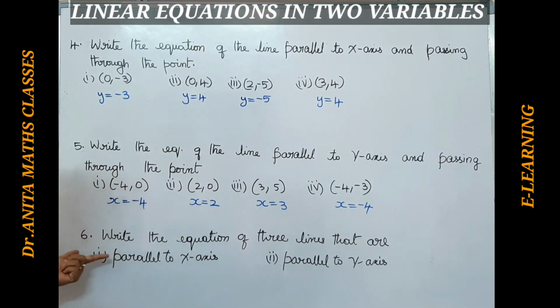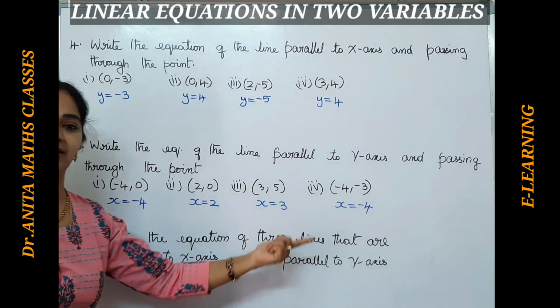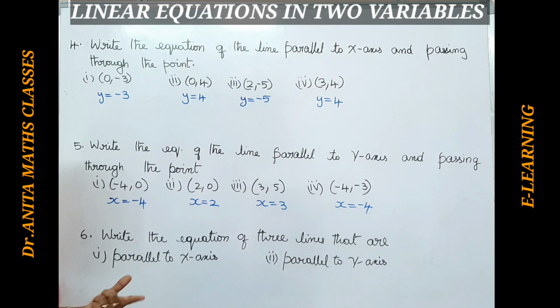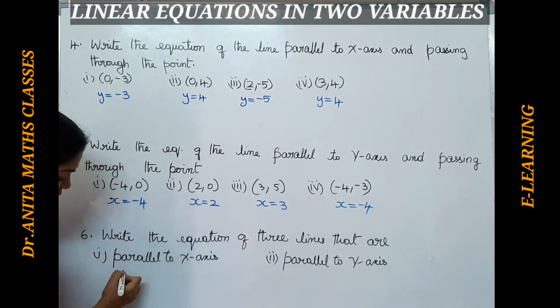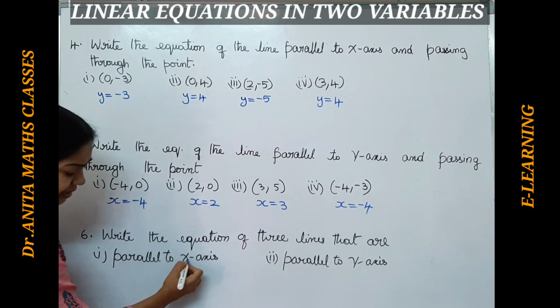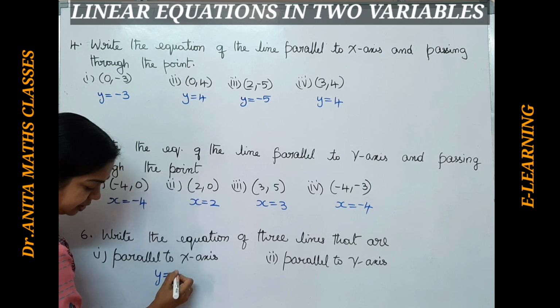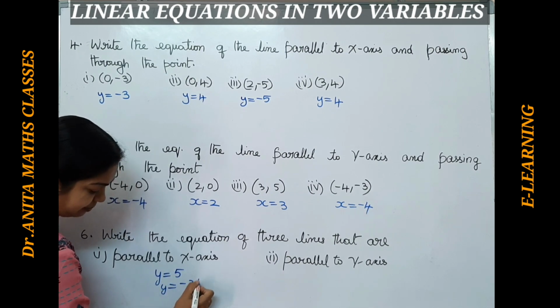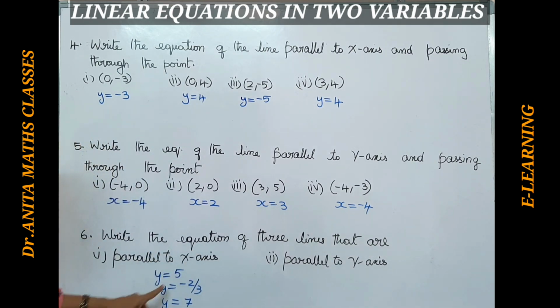And coming to the sixth problem: write the equations of three lines parallel to the x-axis and three lines parallel to the y-axis. Any three lines, you can give your own. Parallel to the x-axis means y equal to k. So let me take y equal to 5, y equal to -2 upon 3, and y equal to 7. So these are the lines which are parallel to the x-axis.